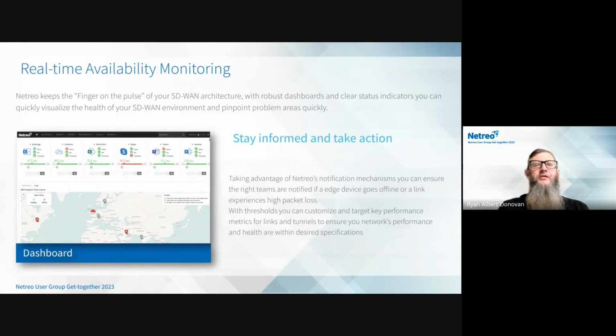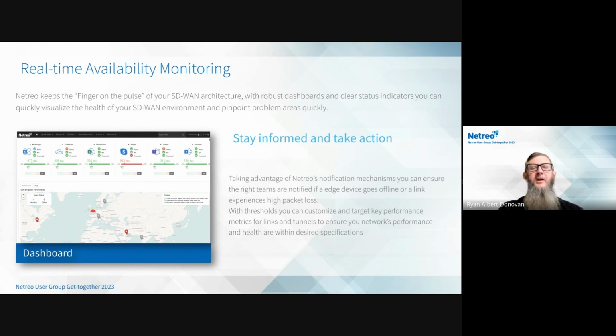Now imagine you have a critical video conference with international partners or a crucial software update to deploy. Network downtime during these moments can be costly and disruptive. That's why real-time availability monitoring is a critical facet. Netrio allows for the discovery and monitoring of various SD-WAN environments and vendors, such as VeloCloud, Cisco Meraki, and even FlexiWAN, just to name a few.